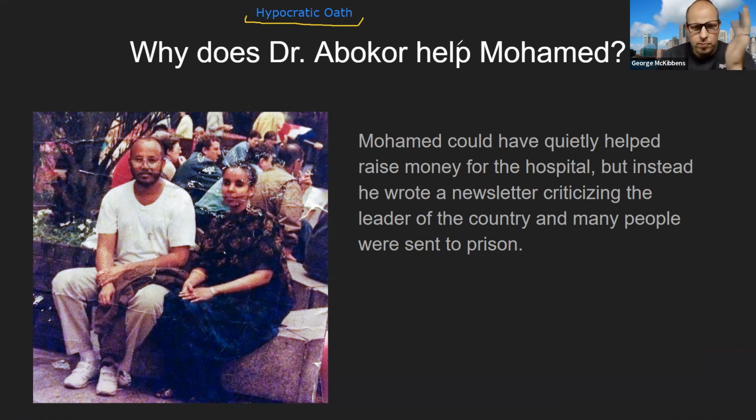Doctors in most cultures take some type of oath when they become doctors. And part of that is essentially doing your best to help patients, putting the patients first. Of course, doctors are human beings. They're not going to necessarily like all their patients, but it's still their job to help them.